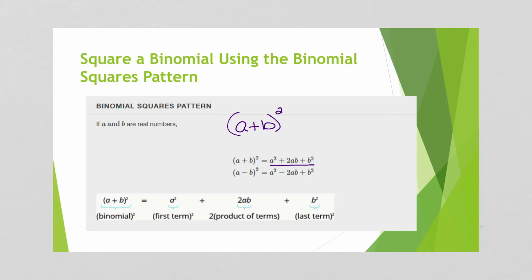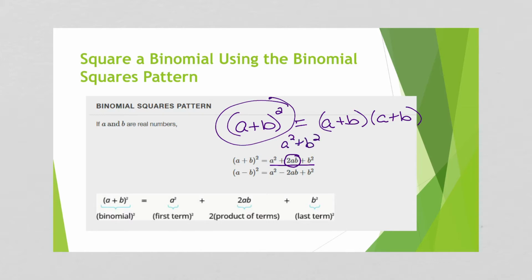Now, do you have to memorize this pattern? Absolutely not. You can simply write it out and then distribute if you want. The place where people mess up the most is people tend to forget the middle term, okay? And all they do is if they see this, they'll write a squared plus b squared and call it good. And that's wrong. You're losing your middle term because remember when you distribute, you got a squared plus ab plus ab plus b squared, right? And then you have to add your like terms together.